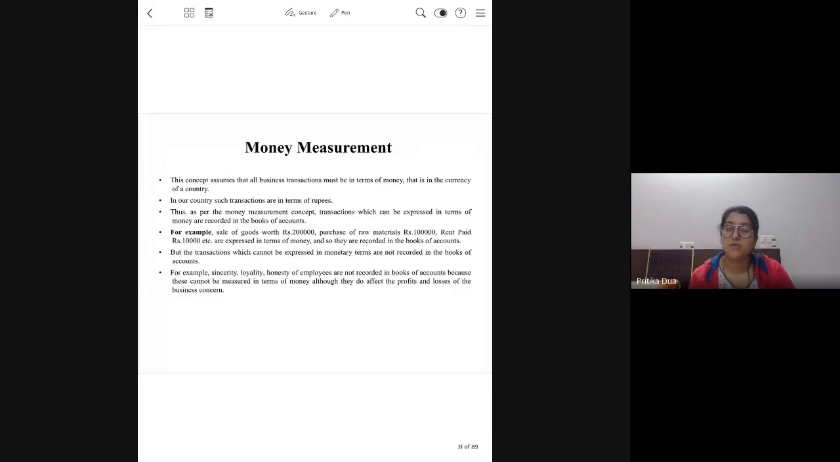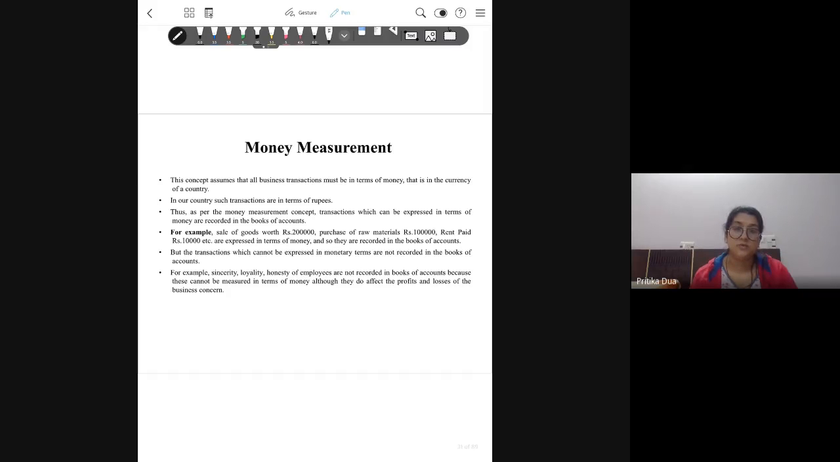You are following a uniform currency there. For example, there are sale of goods worth 2 lakh rupees, purchase of raw material 1 lakh, rent paid 10,000, etc. These are some of the transactions that are taking place in the business. So every transaction needs to be expressed in terms of money. Only then can it be recorded. Now, sincerity, loyalty, honesty of the employees, since it cannot be converted in terms of money, there is no scope for recording these transactions in the accounts book. Okay.